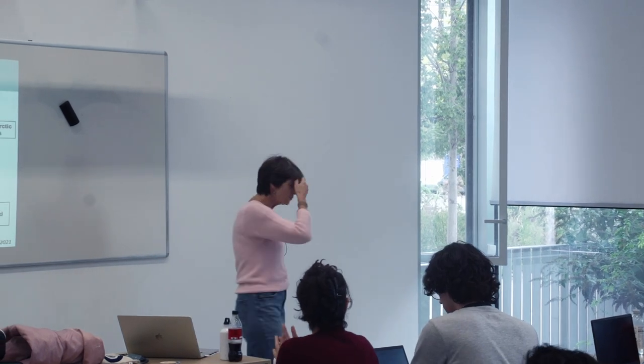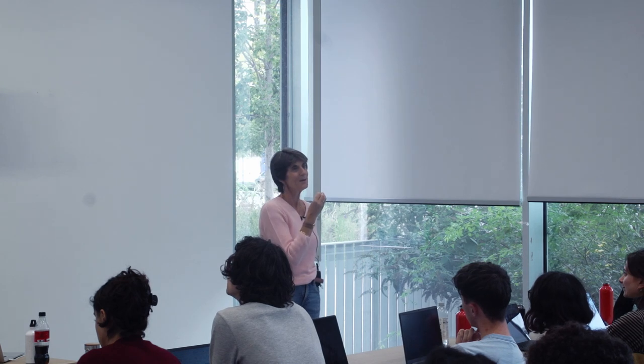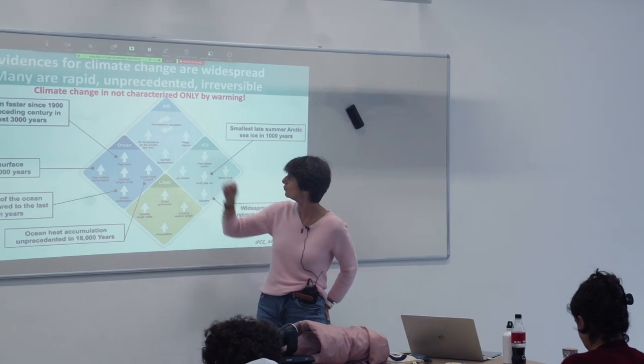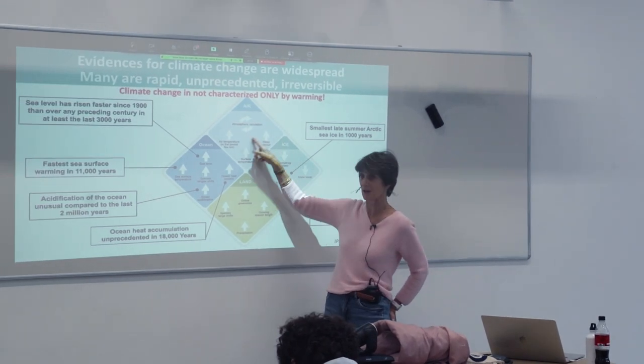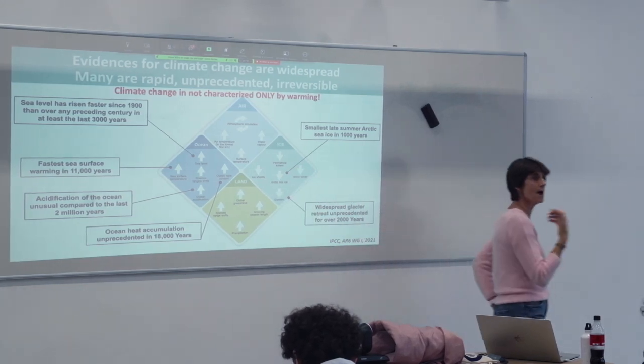Okay, what I want to say is that we've just been talking essentially about temperature and also a little bit of rainfall, but I prefer to speak about climate change rather than climate warming, because warming is one manifestation of climate change, but not the only one. There are many more things than the change in temperature. So we talked about the water vapor in the atmosphere, rainfall, and atmospheric circulation.